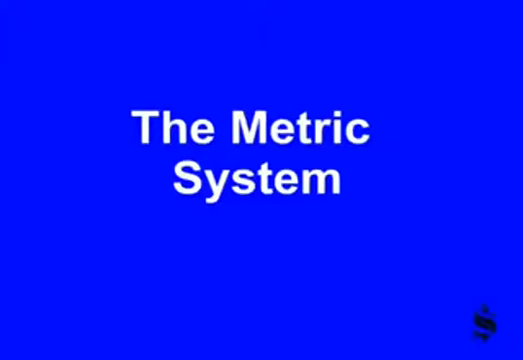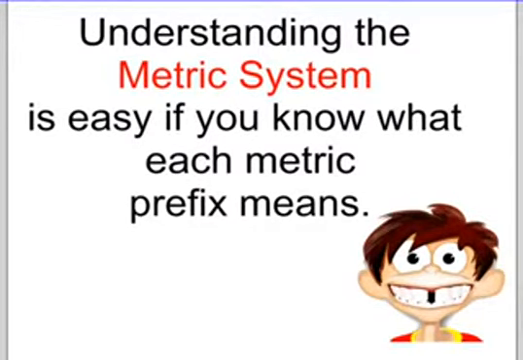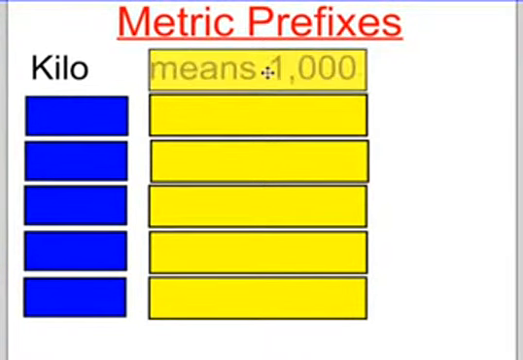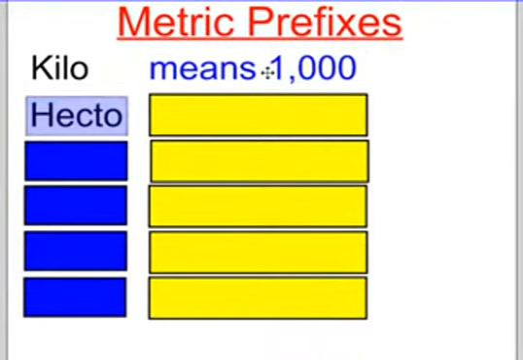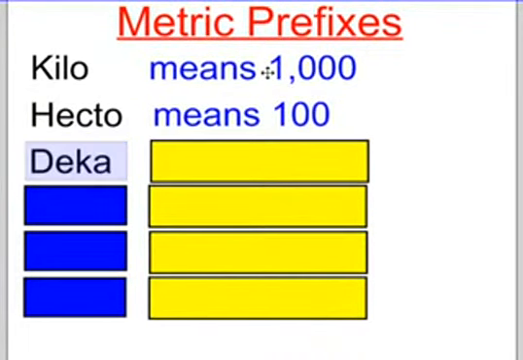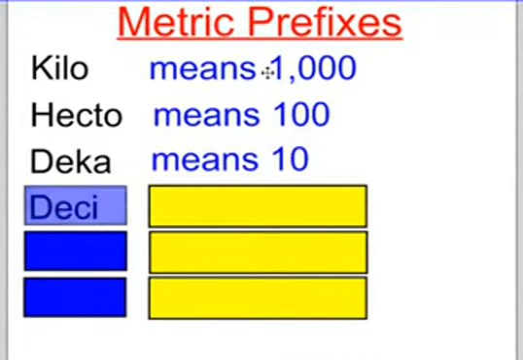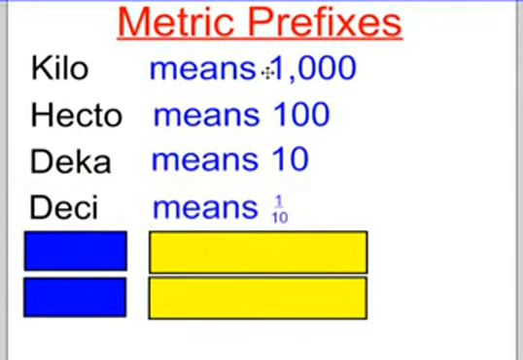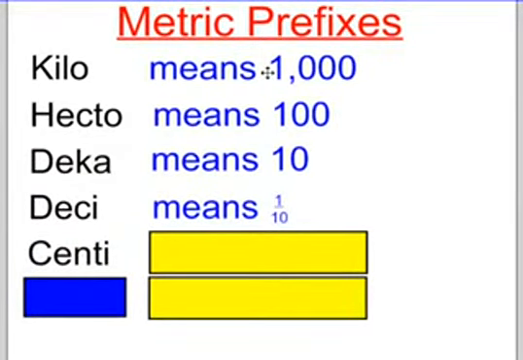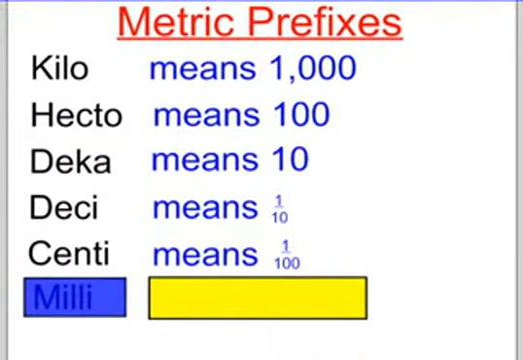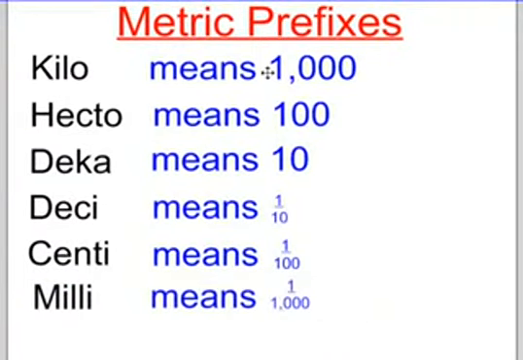The metric system. Understanding the metric system is pretty easy if you understand what the various prefixes mean. For example, we have kilo, which means 1,000, hecto, which means 100, deca, if you think of a decade as 10 years, deca means 10. Then you have deci, which is 1/10. You have centi, and if you think of there being 100 cents in a dollar or 100 years in a century, it means 1/100th. And milli means 1/1000th.